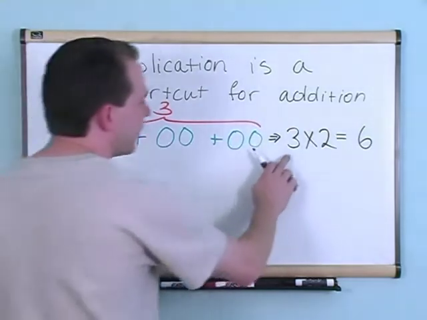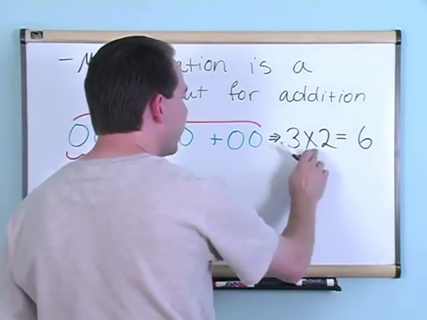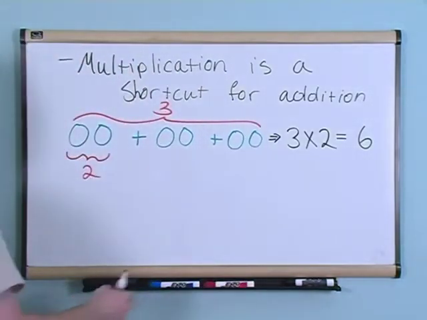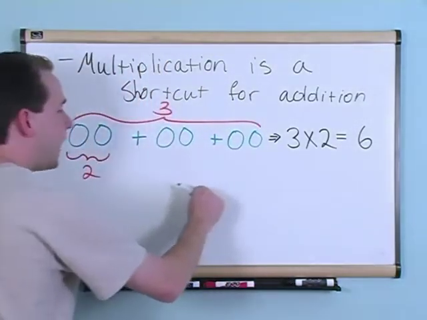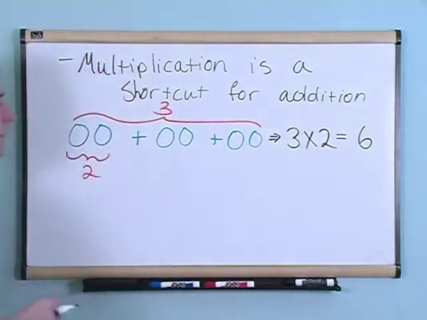And congratulations, by the way, you've just learned your first multiplication. 3 times 2 is 6, okay? Now, anytime you see multiplication like this, you can draw it out and you can add it up and you can figure out the answer.